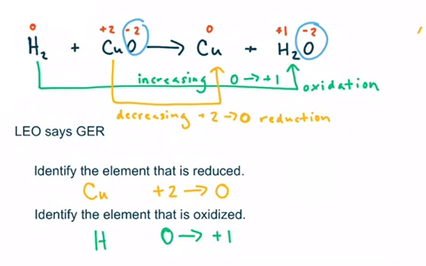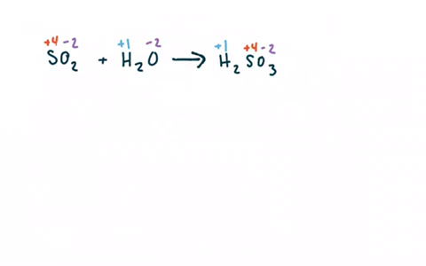Now there's one more example I want us to see before we move on to practice. Alright, so in this example, I've gone ahead and written in the oxidation states. But what we'll notice is, do any of the oxidation states change? So in both cases, sulfur is +4 and +4. Oxygen in all the cases is -2 and -2. And hydrogen in all the cases is still +1. So since there's no change in oxidation states, this is not a redox reaction.